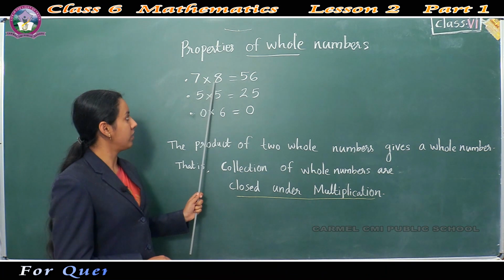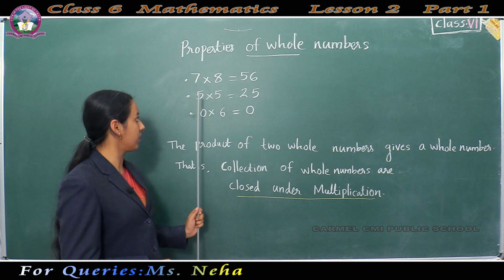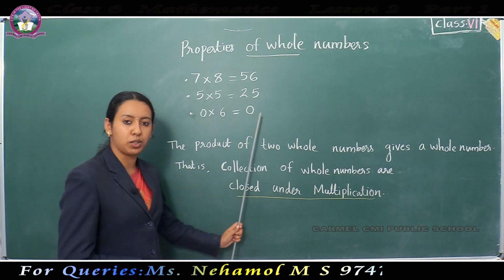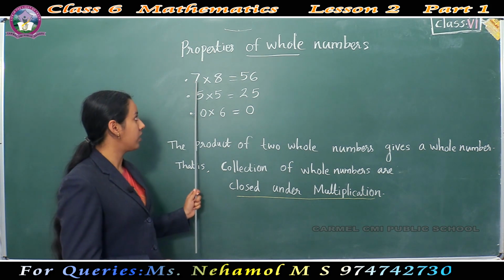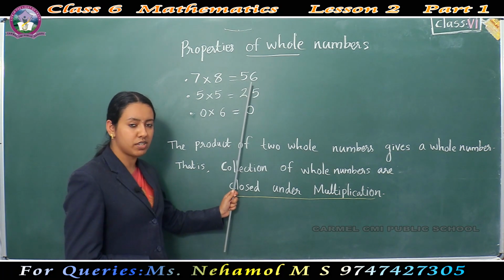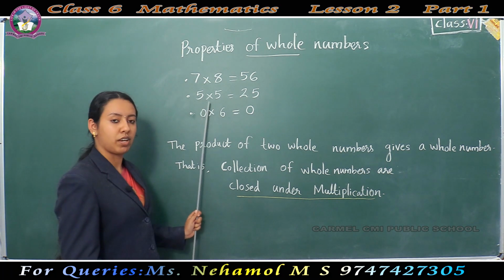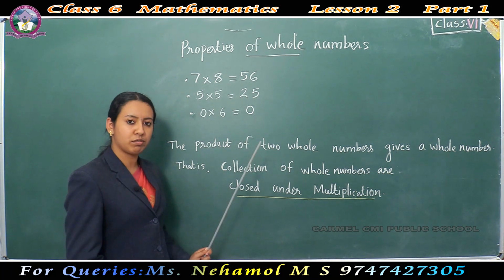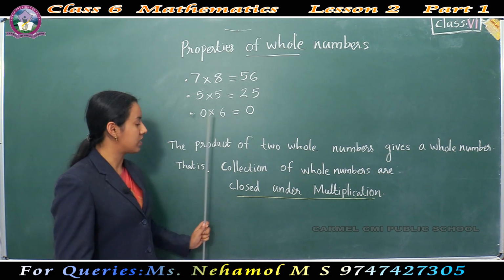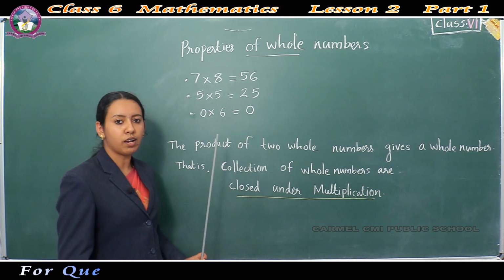7 8s are 56. 7 into 8 equal to 56. 5 5s are 25. 0 into 6 equal to 0. We know that 7 is a whole number, 8 is a whole number. The answer 56 is also a whole number. Then what about the next one? 5 is a whole number. The answer 25 is also a whole number. Then this one, 0 is a whole number, 6 is a whole number. The product 0 is also a whole number.